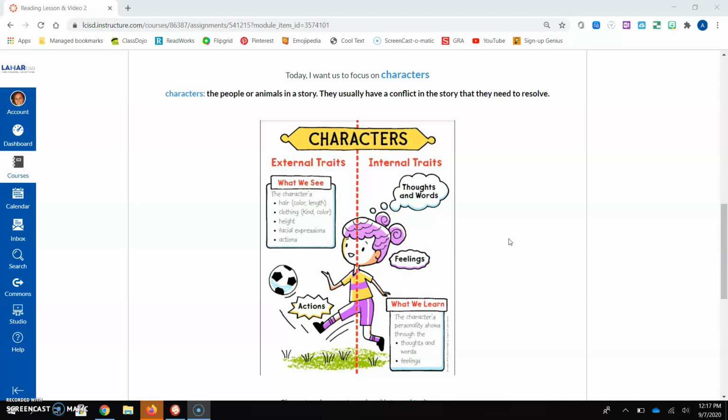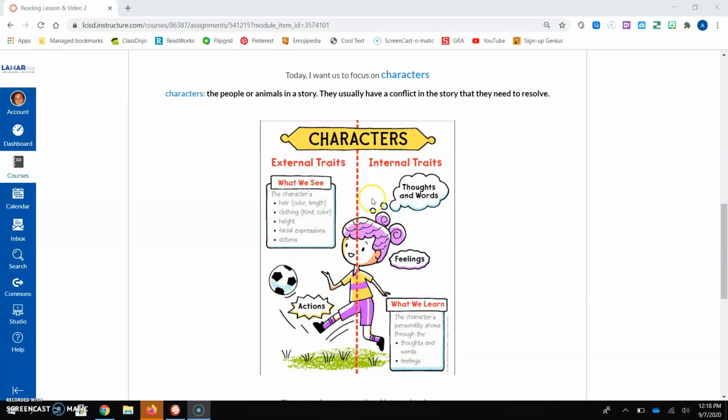Now when it comes to characters, we think of two things. The external traits of a character, so what we can actually see on the outside or what we can see happening in the story, like the character's hair color, or how long or short it is, what clothes the character is wearing, how tall or short the character is, the facial expressions that the character is making, or the actions that the characters are doing. Like right here, the girl, we can see that she is kicking a ball.